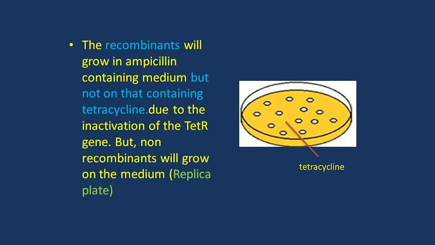This device is then put on another medium containing the antibiotic tetracycline. On the tetracycline containing medium, recombinants will die because when the foreign gene is inserted inside the tetracycline resistance gene, that gene becomes inactive and it does not produce the enzyme that can break down tetracycline. So they will die on that medium. Those which survive on that medium are the non-recombinants. This petri dish is called the replica plate.